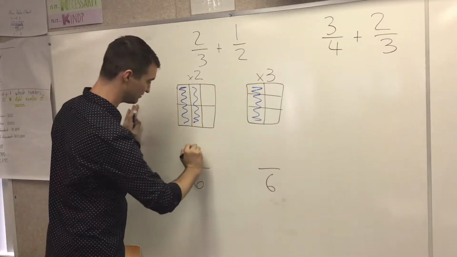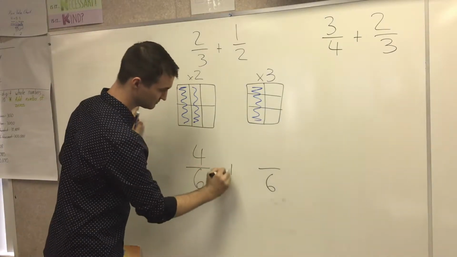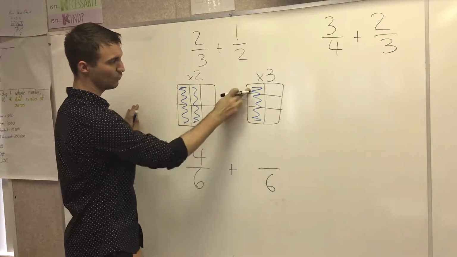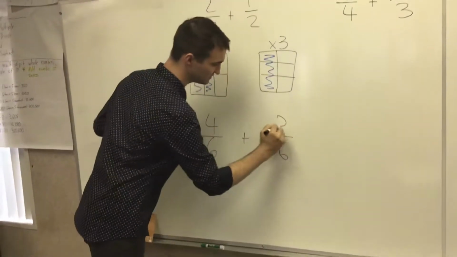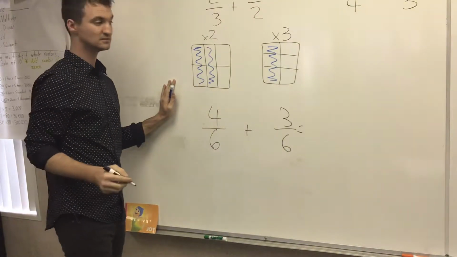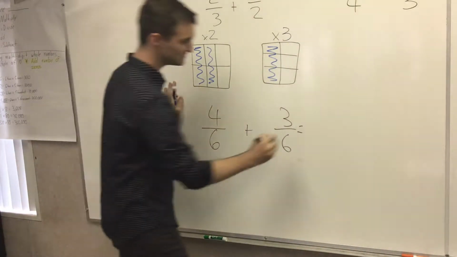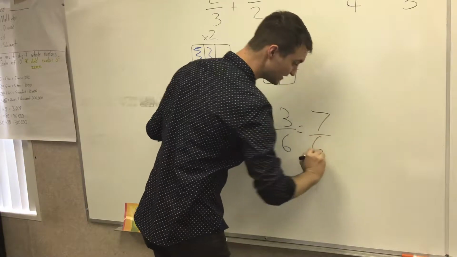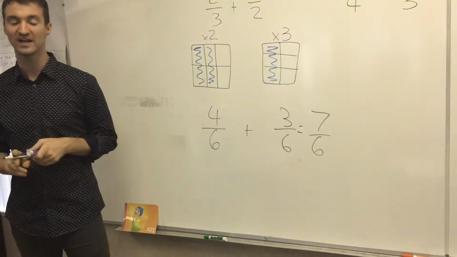So now I have 4/6 plus 1, 2, 3, 6, and I will get my answer of, what is it, guys? You will get 7/6. 7/6. Now this is an improper fraction.